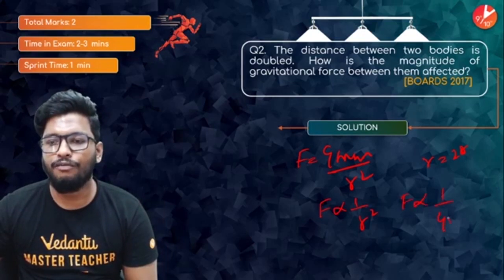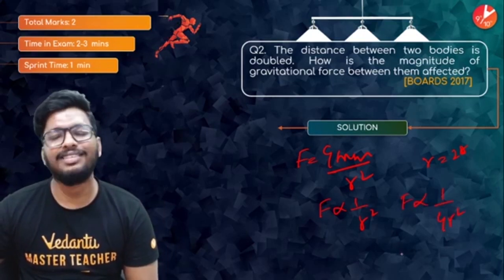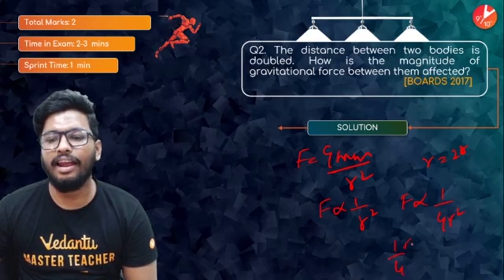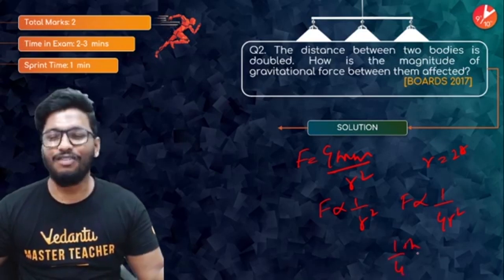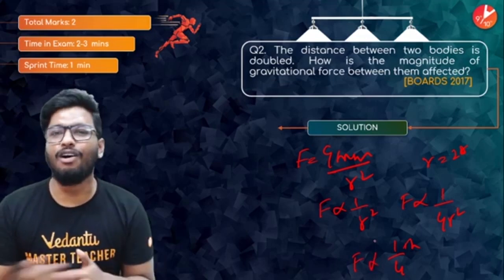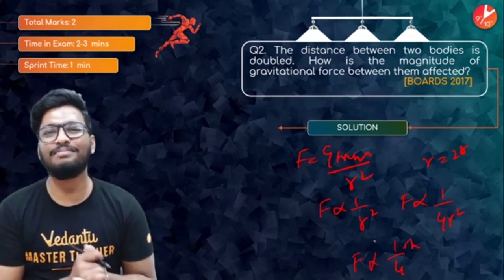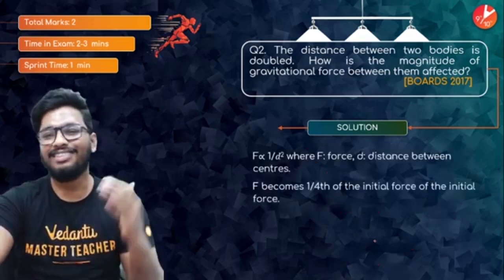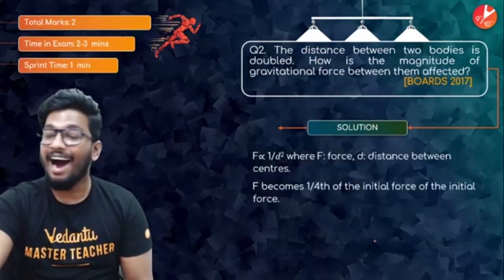It will be 4R square. In other words, it will become 1 by 4th of the force. So whatever is the initial force, it'll be 1 by 4th of that initial force. So that will be the answer, people. So it'll be 1 by 4th. That would be definitely the answer. I hope you guys got this.